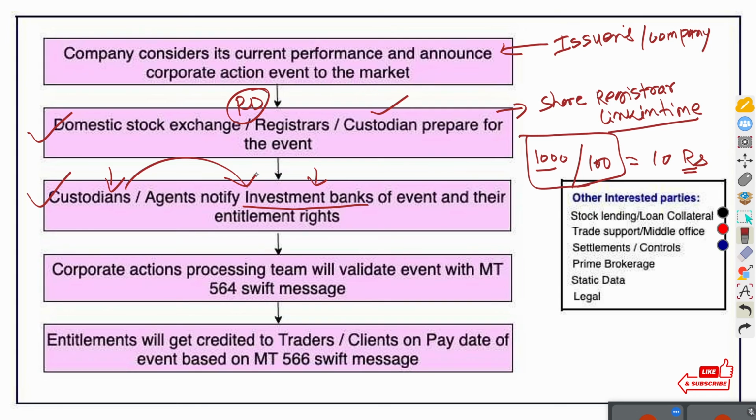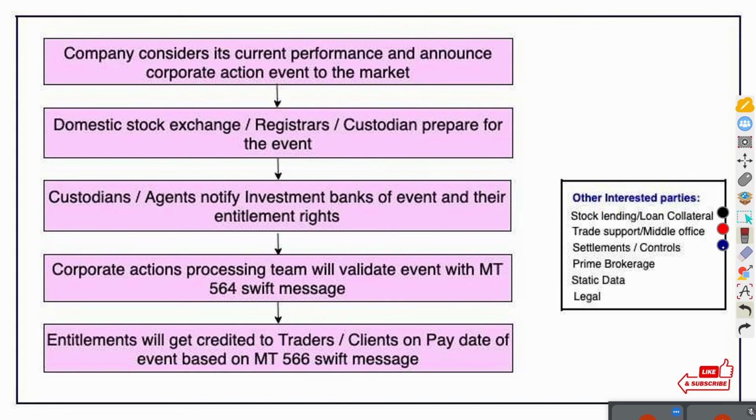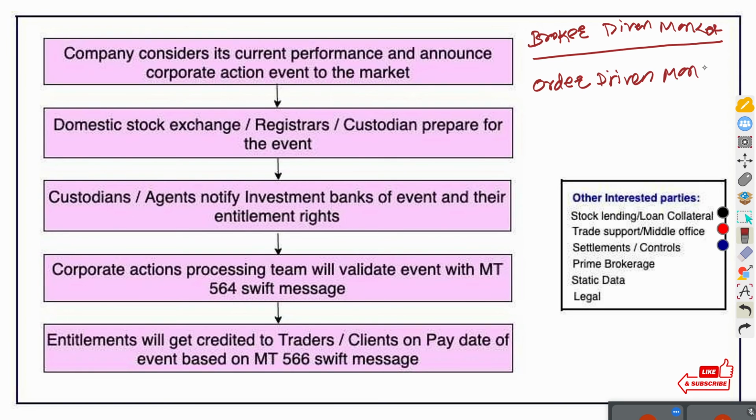We have different types of markets. One is the broker driven market. In a broker driven market, individual participants cannot buy securities directly. They have to approach brokers, and then brokers buy the securities from the market. That market we call a broker driven market. The other market is the order driven market. For example, NSE is an order driven market, and BSE is an order driven market.